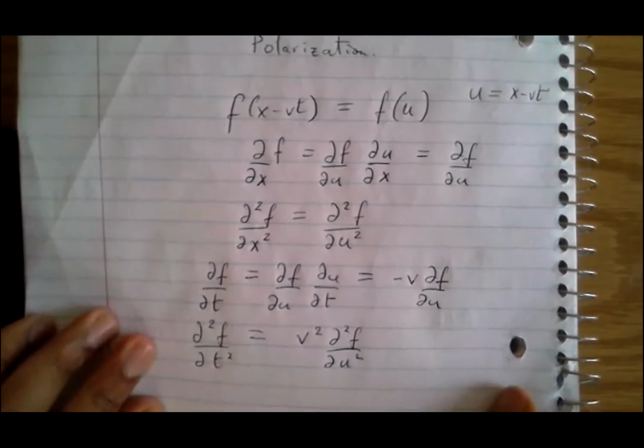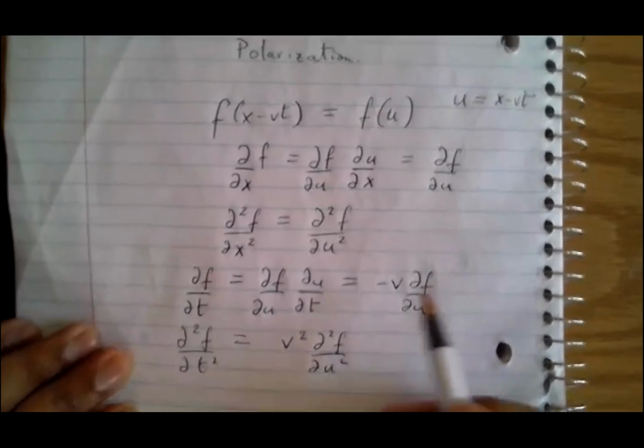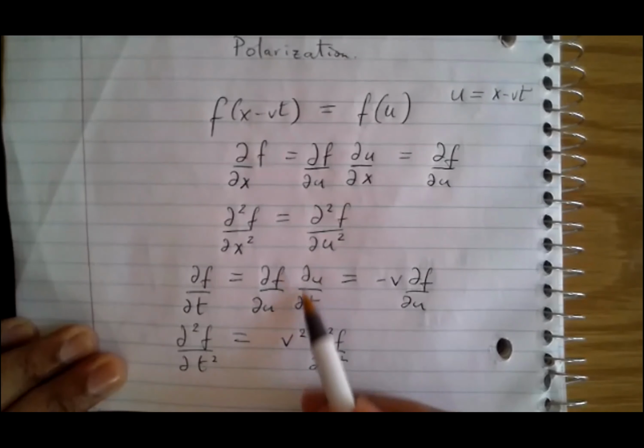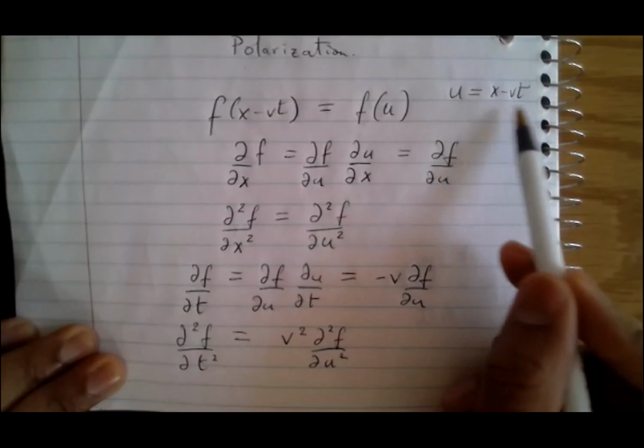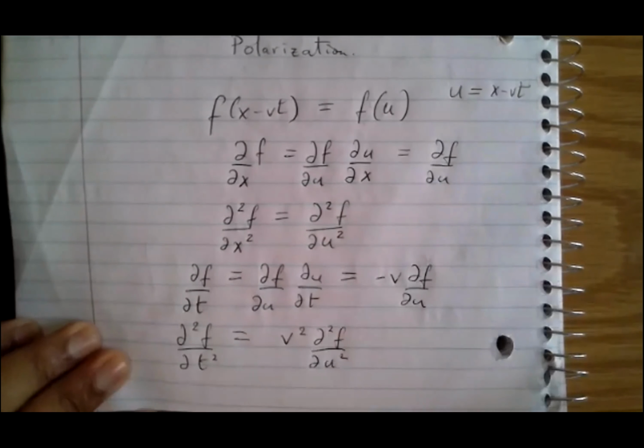How do you get v again? That comes from the partial u partial t, because of the dt. Yeah, right. Okay.